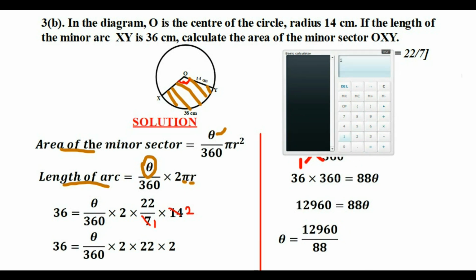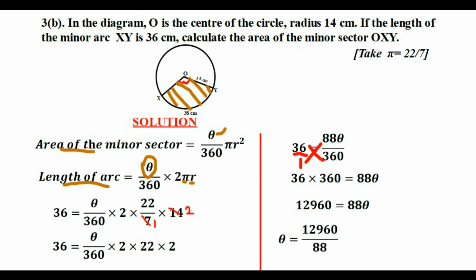We have 12,960 divided by 88. What are we going to have? We have 147.27227. So we can write that down as this, and you can approximate it to be 147 degree. Remember, we are looking for theta, and this theta is this angle, and angle will always be in degree. So we have this 147.27 approximating to 147 degree.